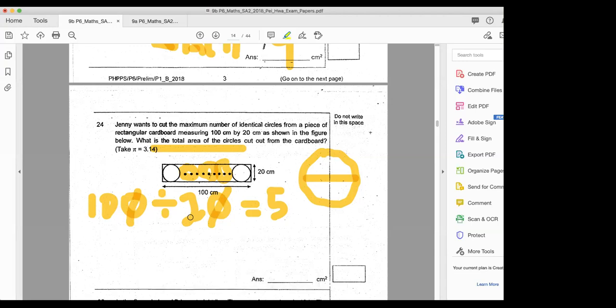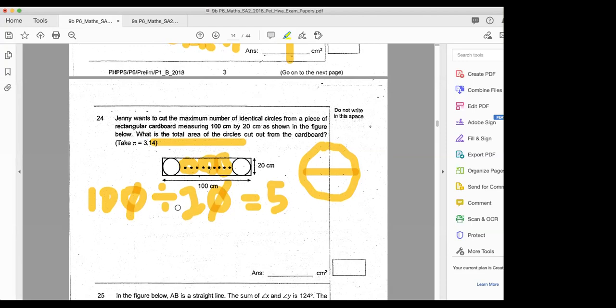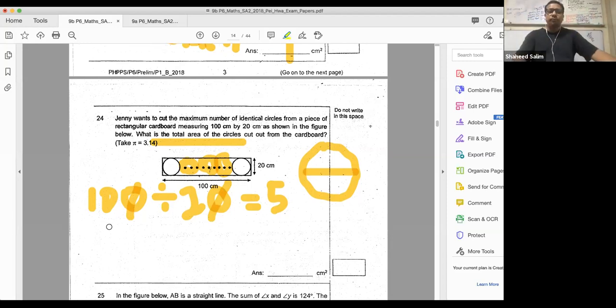I write 2,000 divided by 340. Okay, wait. One more. What's the area of one circle? First of all, what's the radius down here? Diameter, they give you 20. So what's the radius? I don't know.